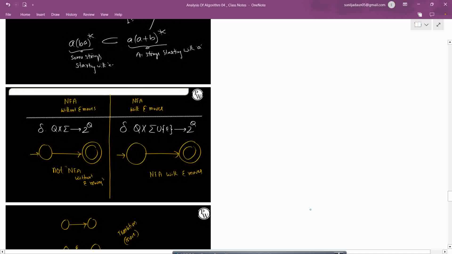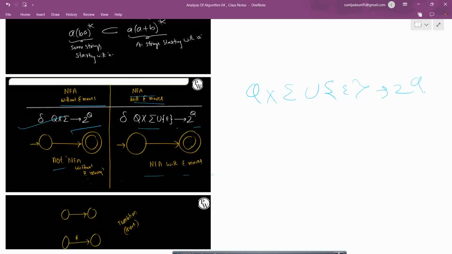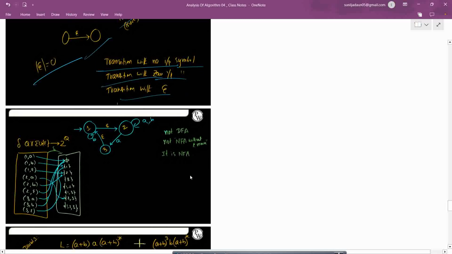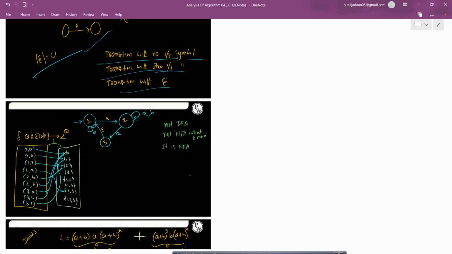NFA without epsilon moves, NFA with epsilon moves. We're going to start here from. So NFA without epsilon moves and NFA with epsilon moves. NFA without that is this, not NFA without epsilon moves. So it will give NFA with epsilon moves. So first epsilon union epsilon. So it will go to here. Epsilon move is a transition with no input symbol, transition with zero input, transition with epsilon. Yes, equivalent things. All right.